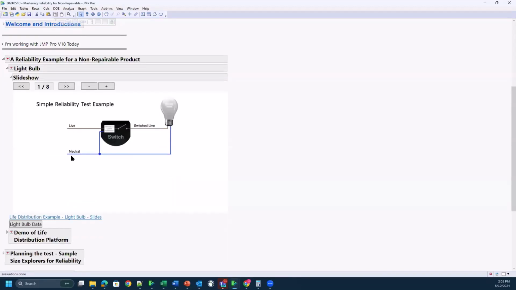Here's a simple test for a light bulb. And we're just going to monitor the number of times we turn on and off this light bulb via the switch. And as we go, the questions we might ask are, what percentage of the bulbs would fail after 1,100 on-off cycles? 1,100 is arbitrary. Maybe that's a spec that you've got, though. And you want to know how many bulbs would fail after 1,100 on-off cycles. Or you might turn that around and say, how many on-off cycles would cause 50% of our bulbs to fail? Those are the kind of questions that we're going to want to answer.